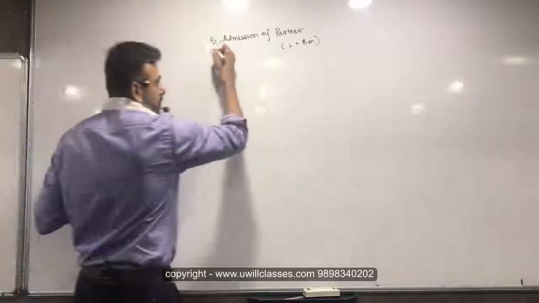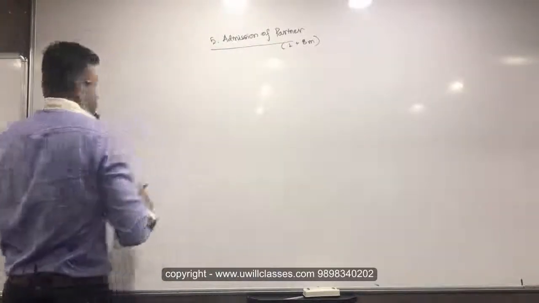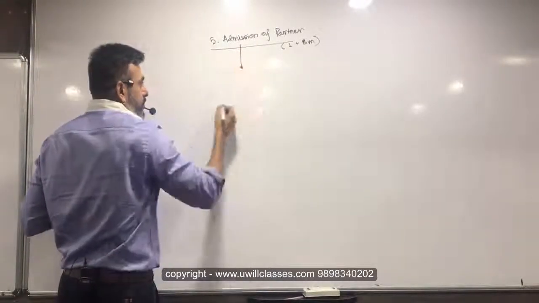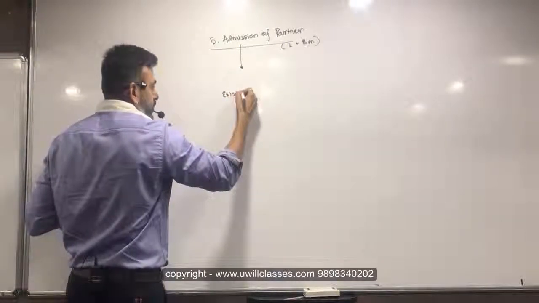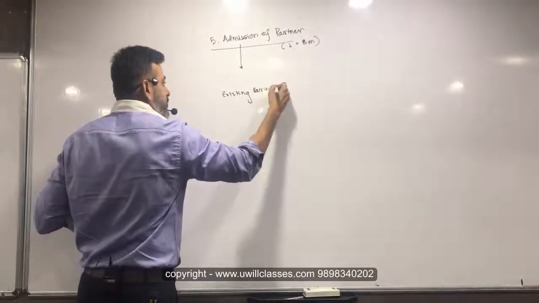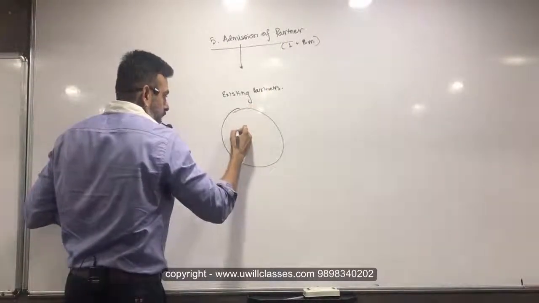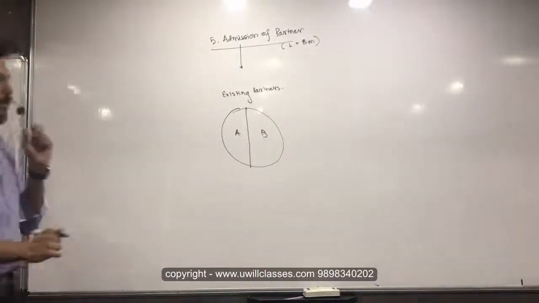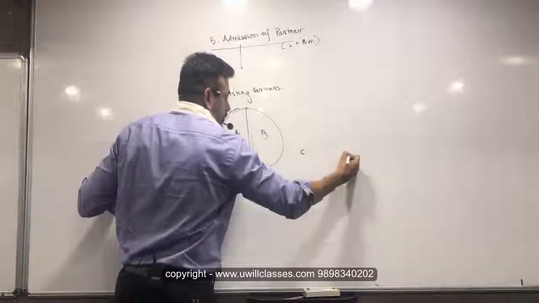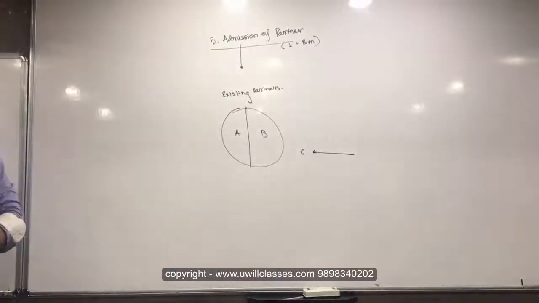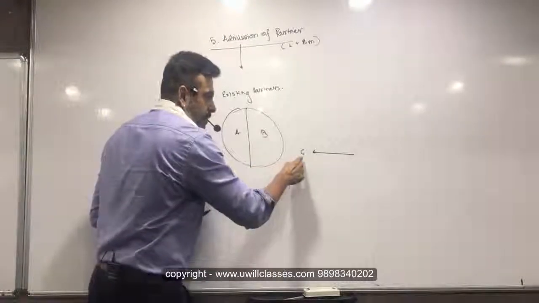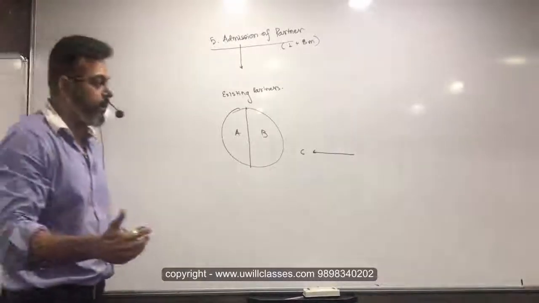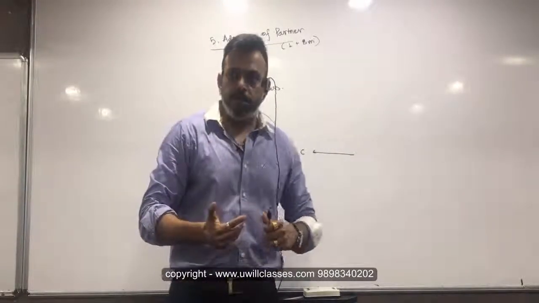Now, admission of a partner means there are existing partners. Say for example, there are two partners in this firm, A and B, sharing profits equally. Now, they want to take a partner C in this partnership. What are they going to demand from C? If you want to become a partner in a firm, what should you bring?